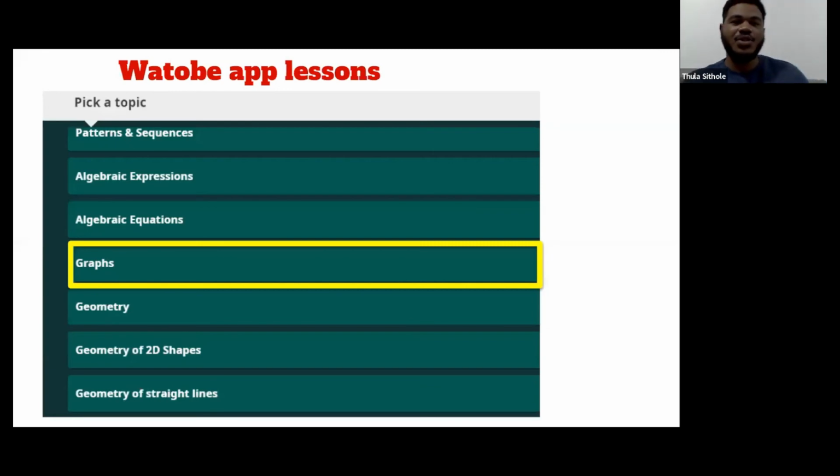If you want to go and check out the activities, the exercises, the lessons and the quizzes on the app, go to pick a topic, then go to graphs, and just do the exercises that are there.